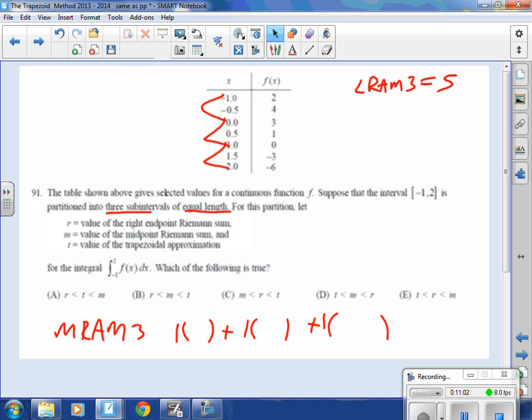So each rectangle has a width of 1. If we're doing MRAM, how tall is the first rectangle? 4. How tall is the second rectangle? 1. And how tall is the third rectangle? -3. So our total area here is 2.